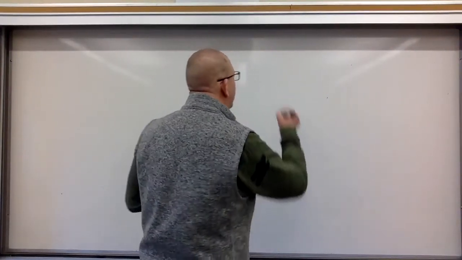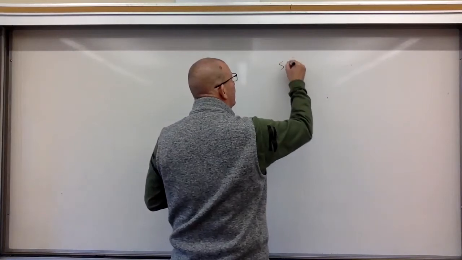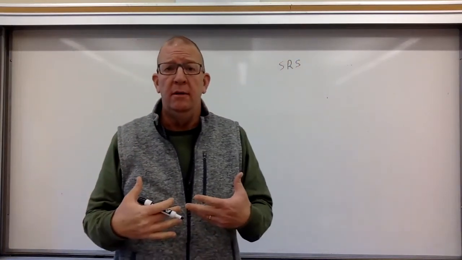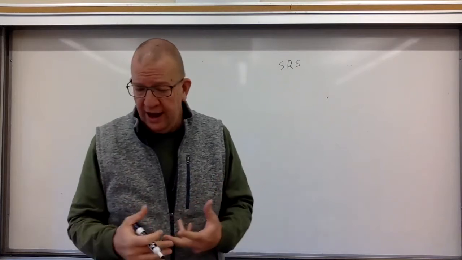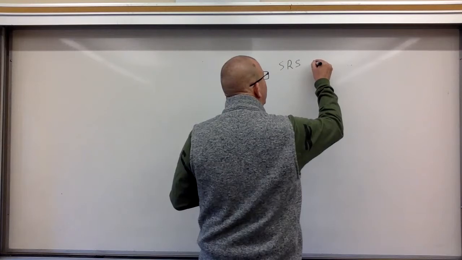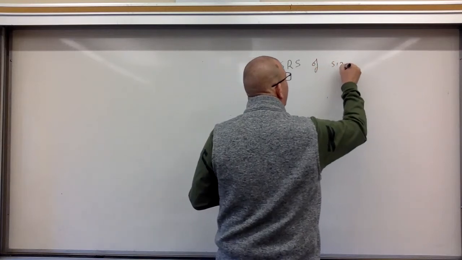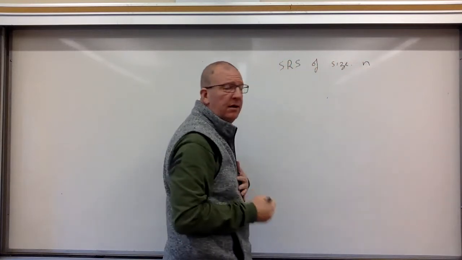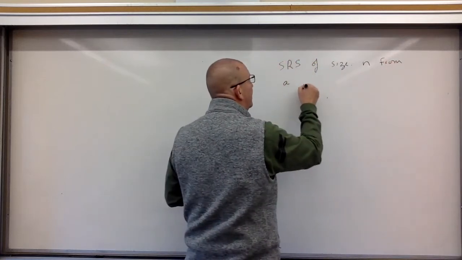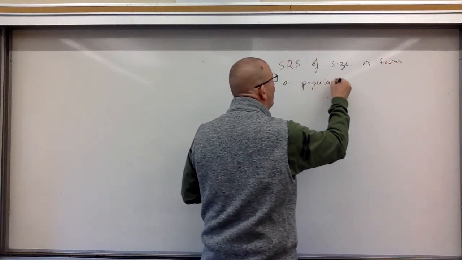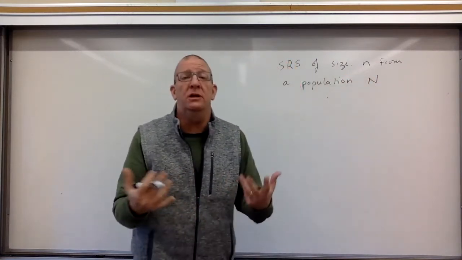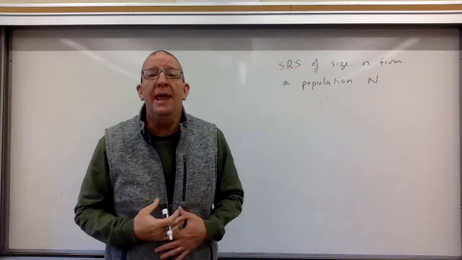So here's your idea. You have a simple random sample that you're going to evaluate over and over again, whether you're talking about means or proportions. So you have a simple random sample of size little n from a population big N. And now remember, big N is not a number. Big N is a description, and you have to identify what big N is.